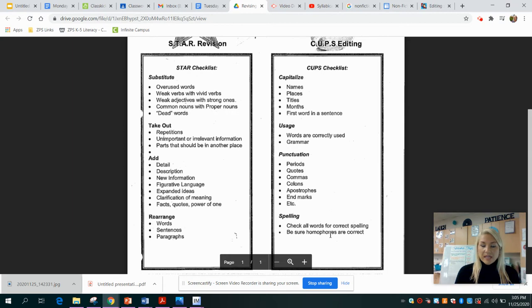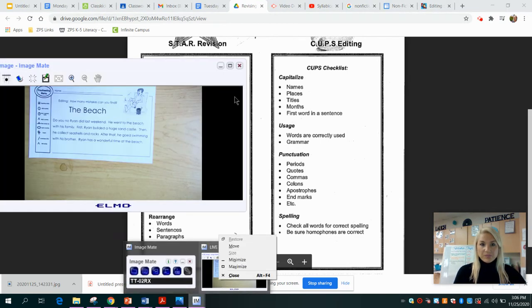So I'm going to go ahead and model what it looks like to edit and how I would edit on my personal narrative. But today I'm going to use just a different piece. It's called The Beach, to show you how I would edit what was incorrect on that page. And then you're going to apply what I am teaching you in this lesson to your personal narrative. Let's go ahead and share my screen with you.